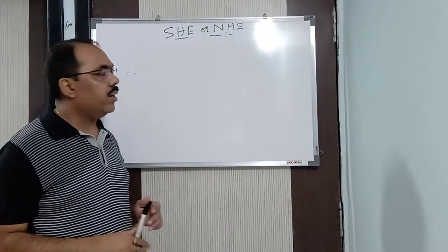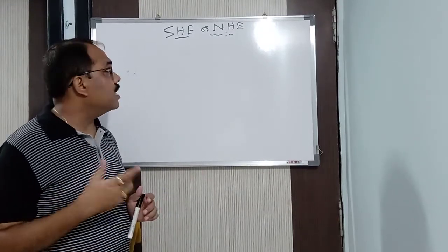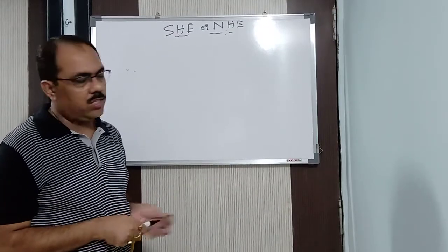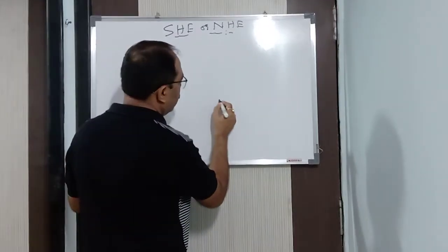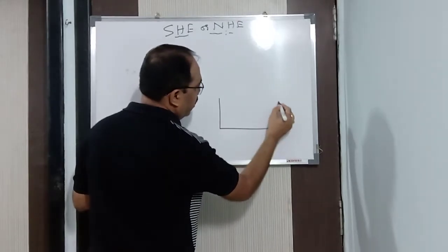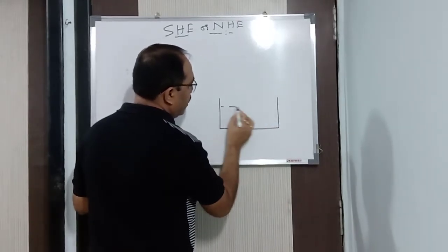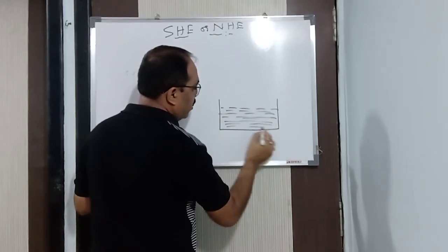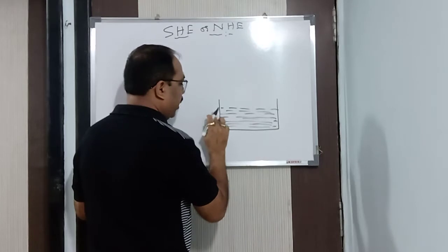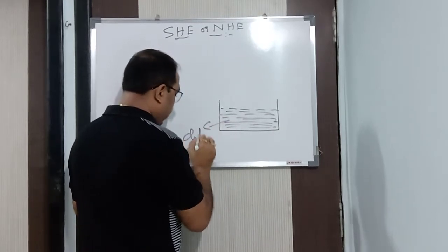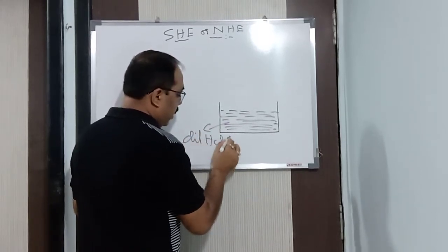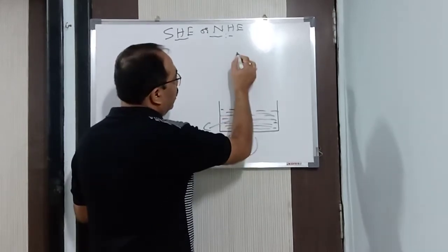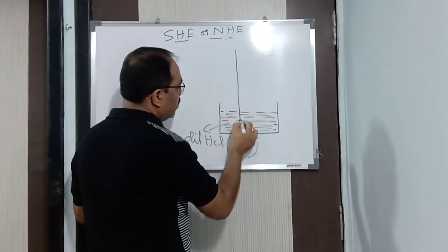Clear? Okay, fine. Now what is SHE or NHE, and how do we construct it? First let us see the construction of SHE or NHE. For that, we will take a trough which contains dilute HCl, or dilute H2SO4, whatever you can take. Better is to take dilute HCl. And the concentration of the electrolyte is 1 molar, that is standard.